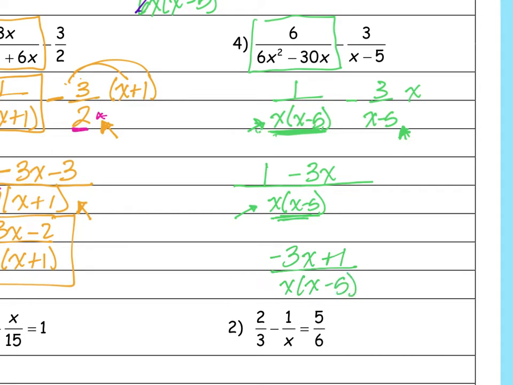And we're done. That's it. Negative 3x plus 1 divided by x times x minus 5. Well, where did the x come from for negative 3x? Because look at this denominator right here. It's only got an x minus 5, and my common denominator is x times x minus 5. So this one needs an x.